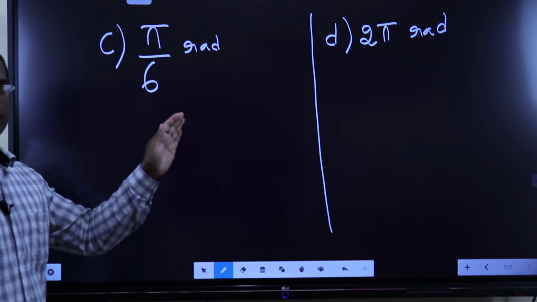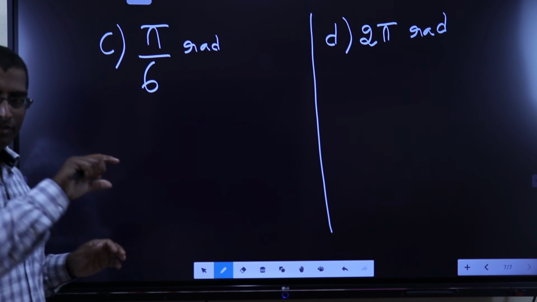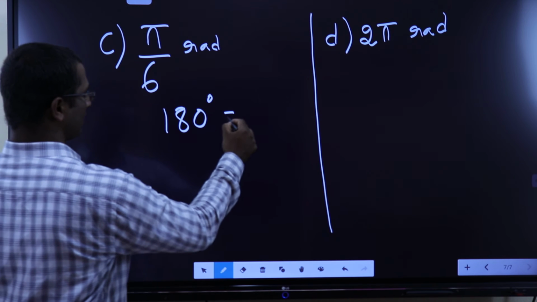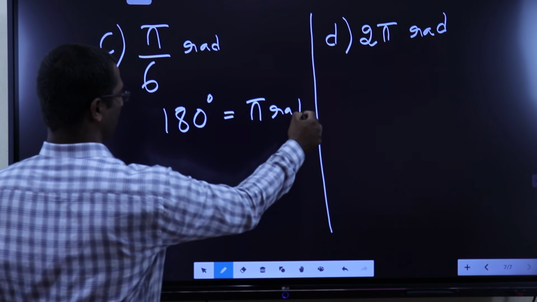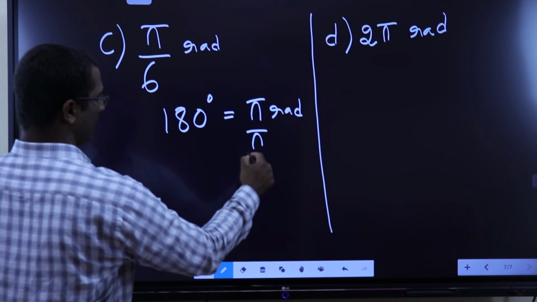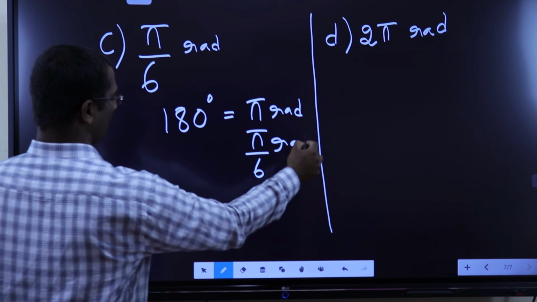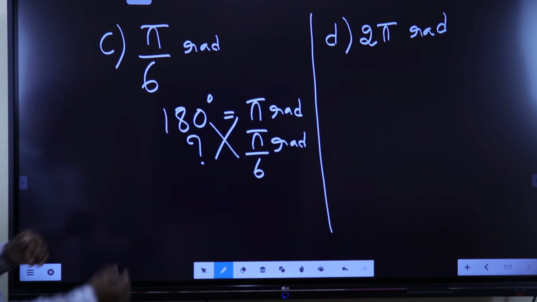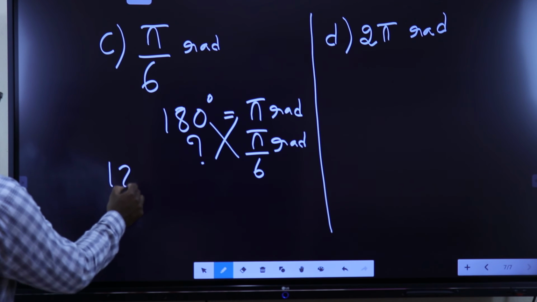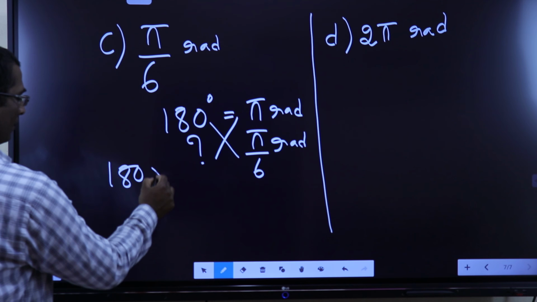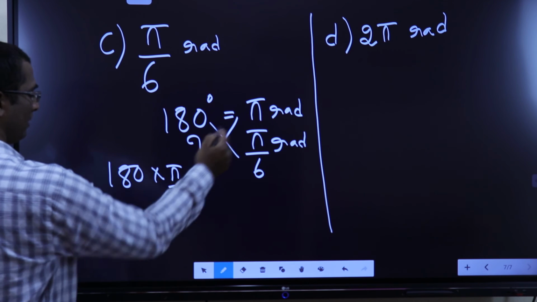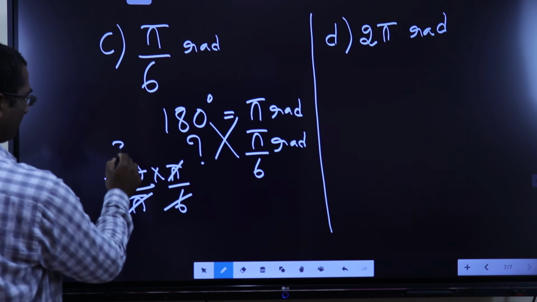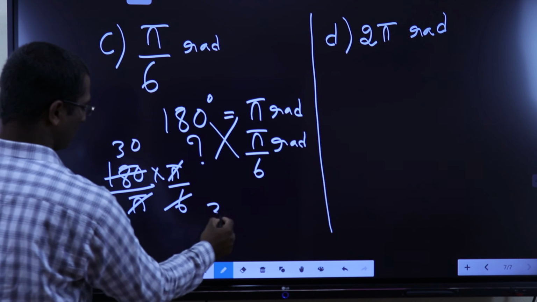Pi by 6 radians is how many degrees? Write the first line again. That is 180 degrees is nothing but pi radians. So below radians, write radians. So pi by 6 rad, question mark on the other side. I cannot multiply the question mark, so multiply those two. So 180 into pi by 6, left out is pi, write it below. Cancel pi and pi, 6 ones, 30. So the answer is 30 degrees.